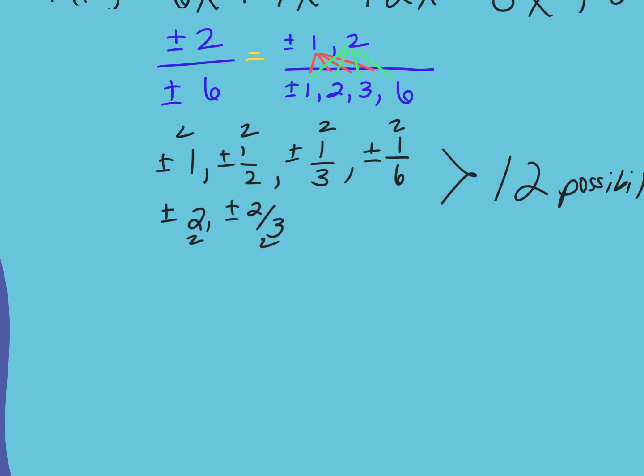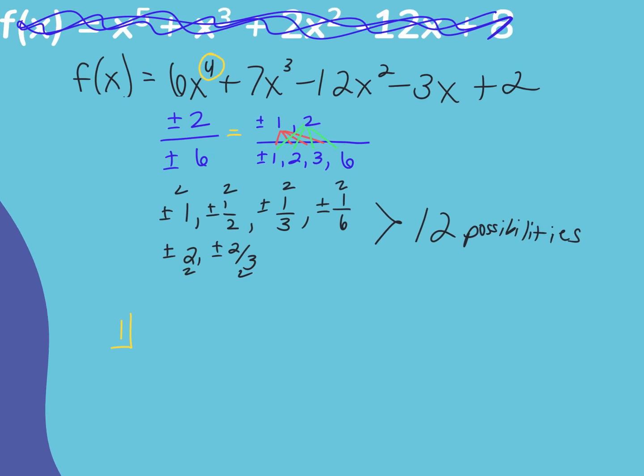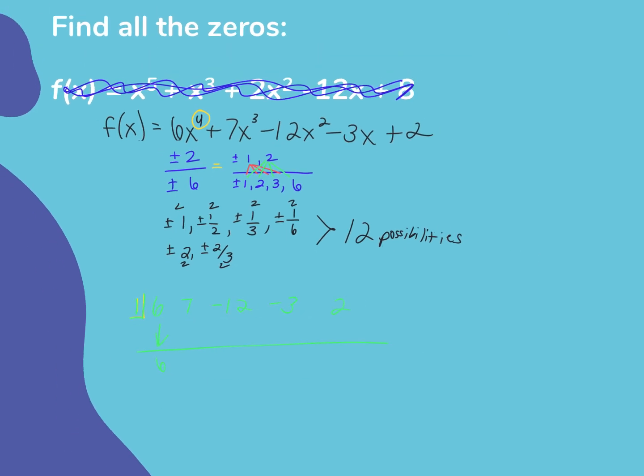So now let's use synthetic division. Let's hope that 1 or 2 works and we don't have to use a fraction. So let's just try 1. I'm going to start with positive 1. What are my coefficients? 6, 7, negative 12, negative 3, and 2. Perfect. Bring down your first term and let's go.